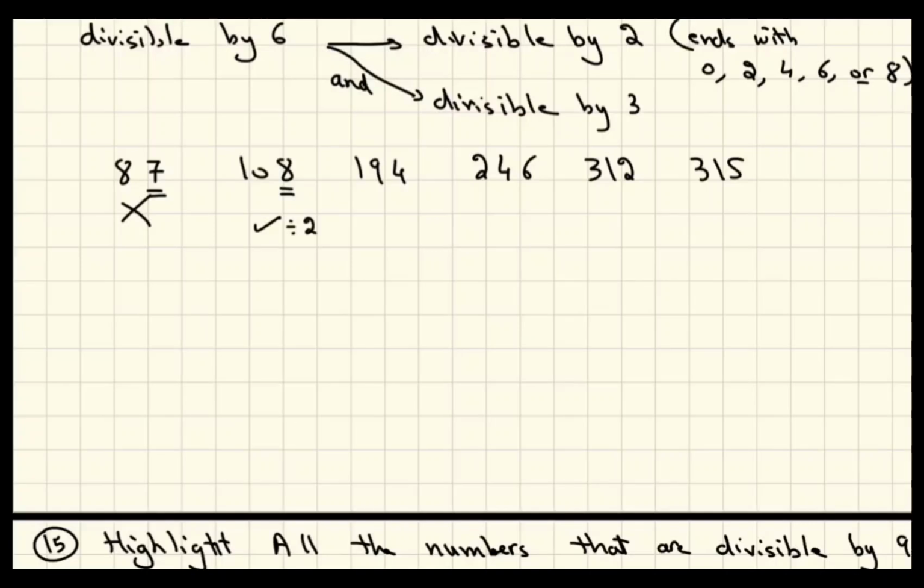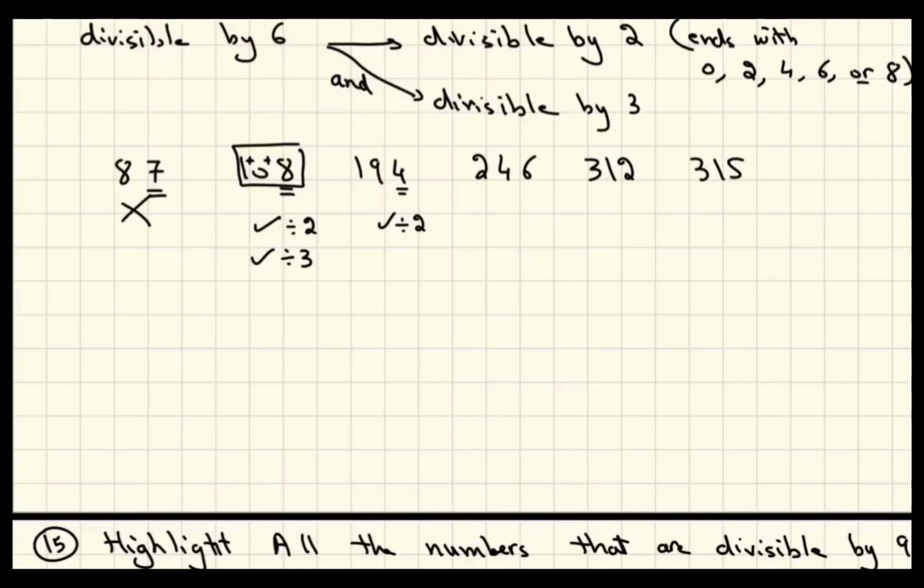I will write divisible by 2 next to it. The other one we need to check is divisibility by 3. So 1 plus 0 is 1, plus 8 is 9. 9 is divisible by 3, so yes, this number is also divisible by 3. If it's divisible by 2 and 3 at the same time, it means it's divisible by 6. So 108 works.